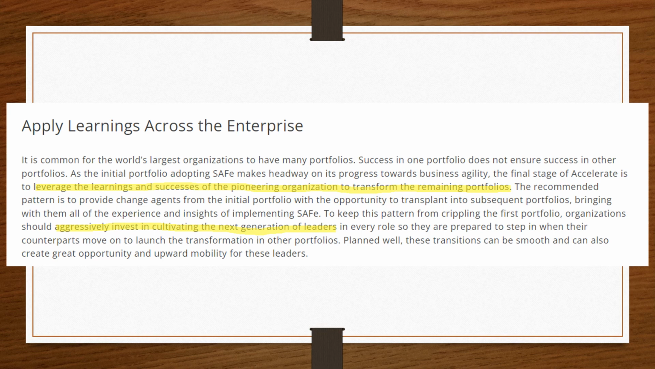Another aspect in learning across the enterprise is that you need to aggressively invest in cultivating a new generation of leaders. So you need to create layer after layer and then instill Lean-Agile leadership and SAFe principles in them, and leverage these learnings and successes across portfolios.